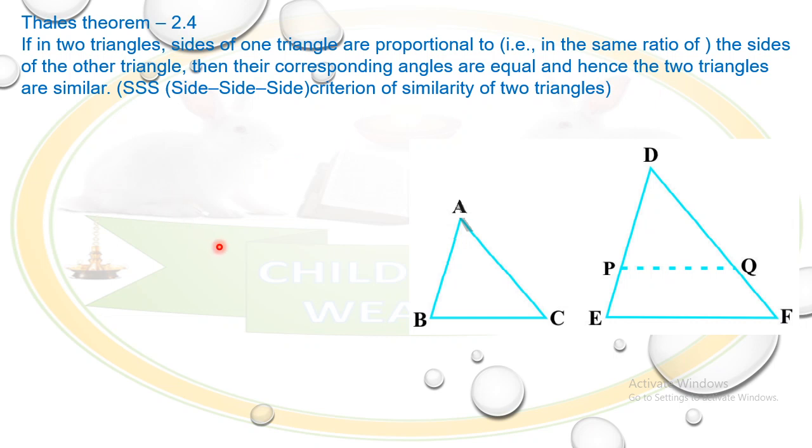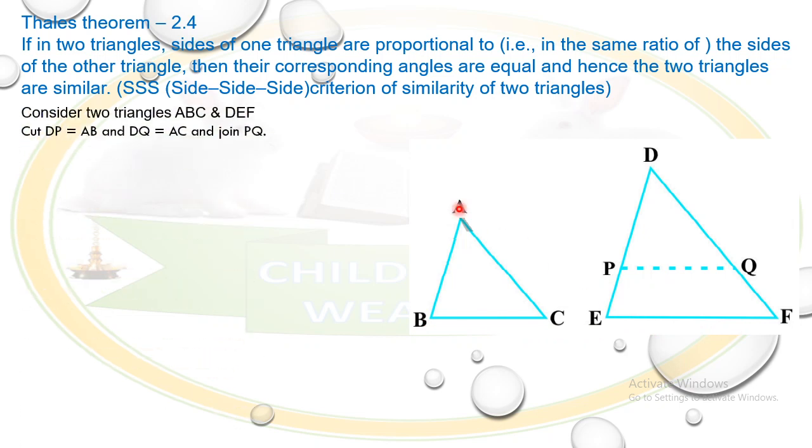Friends, in the earlier theorem we have proven that if corresponding angles, that is angle A is equal to angle D, angle B is equal to angle E, angle C is equal to angle F, then these two triangles are similar. That's what we have proven in the earlier theorem. In this theorem it's the reverse case, meaning AB is proportional to DE and AC is proportional to DF and BC is proportional to EF. Hence these are similar triangles. That's what this theorem says.